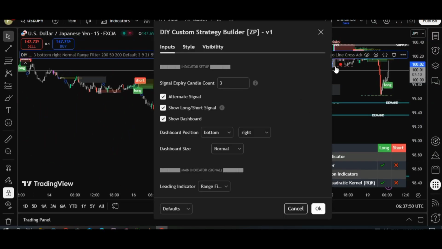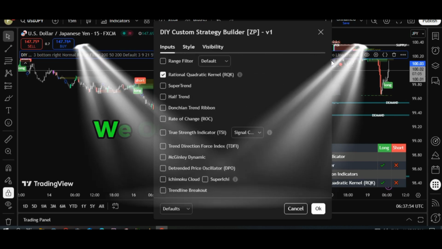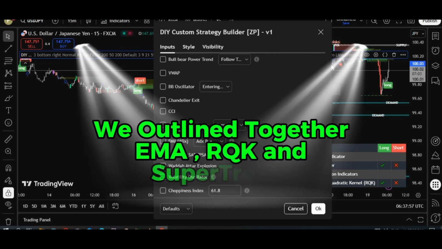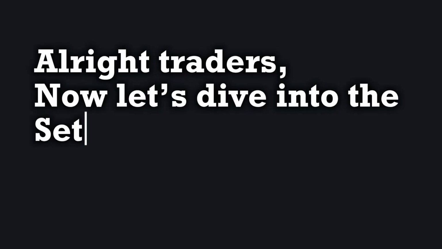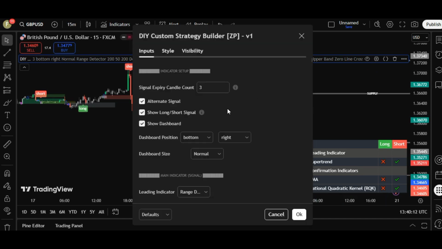In the DIY Custom Strategy Builder, you actually choose which indicators to combine. But in the example strategy, we outlined together EMA, RQK, and SuperTrend. Alright, traders, now let's dive into the settings and actually build our setup. The first thing we want to do is pick our leading indicator, and for this strategy, that's going to be SuperTrend.